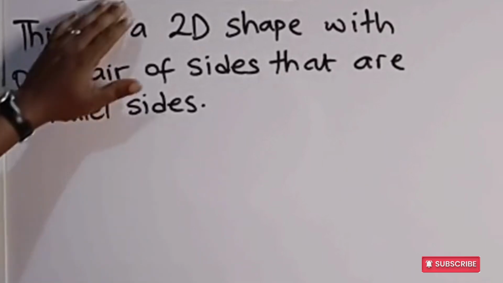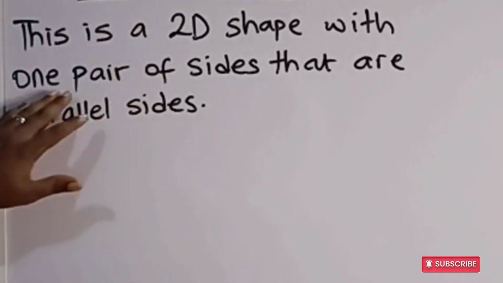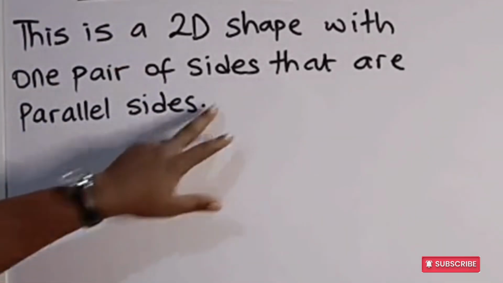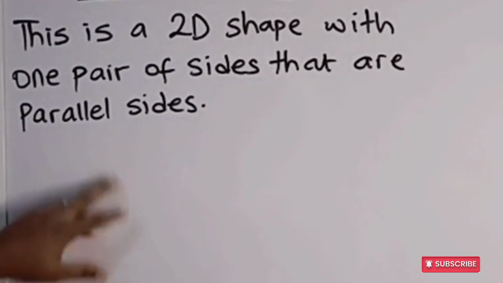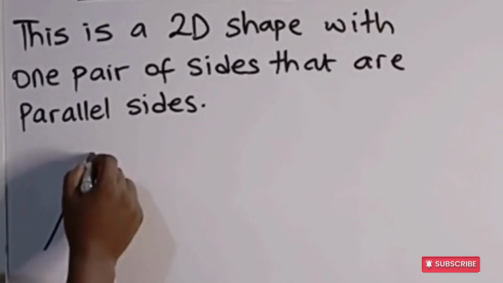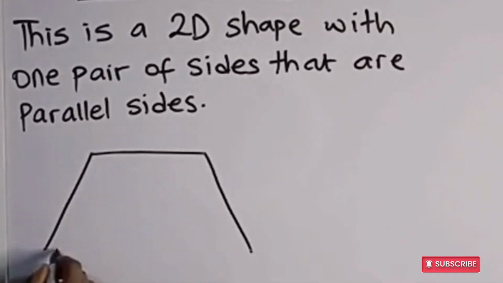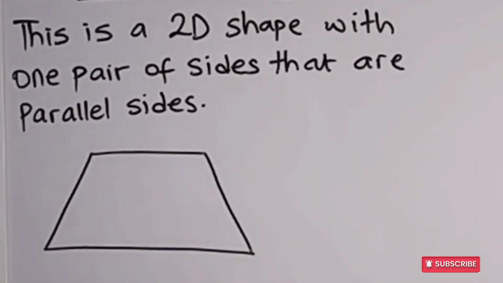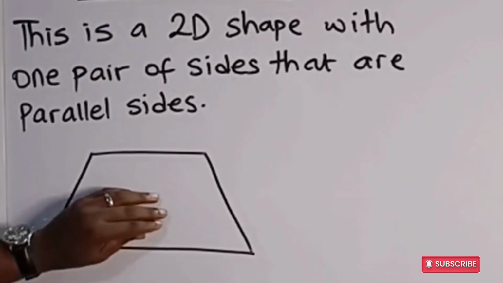A trapezium is a 2D shape with one pair of sides that are parallel. A trapezium is actually a quadrilateral, that means it has four sides. But out of these four sides, one pair of sides are parallel. So let's draw an example of a trapezium. So this is an example of a trapezium.